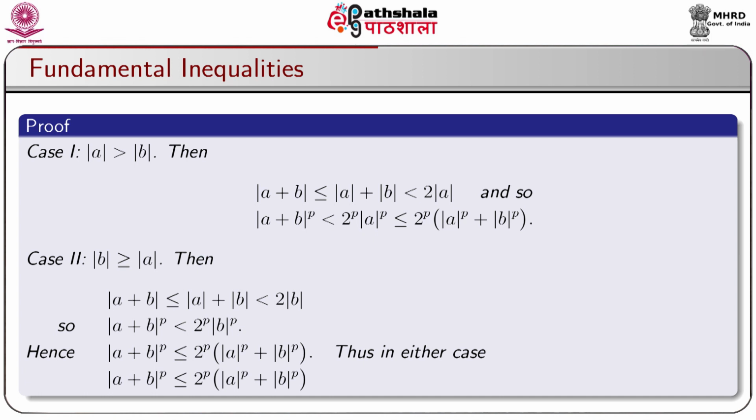Case 2. If mod of b is greater or equal to mod a, then mod of a plus b is less or equal to mod a plus mod b, which is less than 2 into mod b. So, mod of a plus b whole to the power p is strictly less than 2 to the power p mod of b to the power p. Hence, mod of a plus b whole to the power p is less or equal to 2 to the power p into mod of a to the power p plus mod of b to the power p. Thus, in either case, mod of a plus b whole to the power p is less or equal to 2 to the power p into mod of a to the power p plus mod of b to the power p.